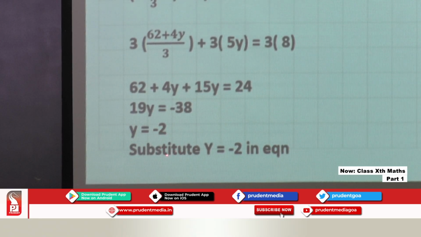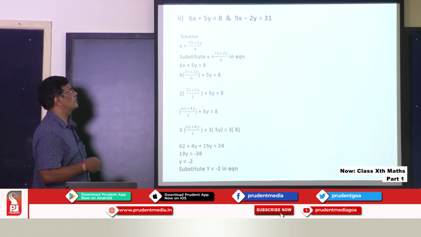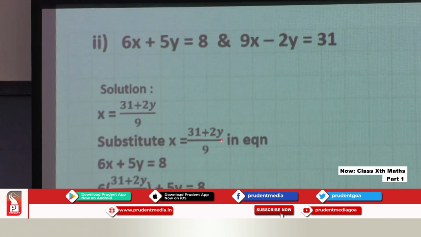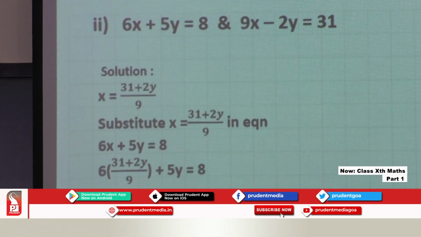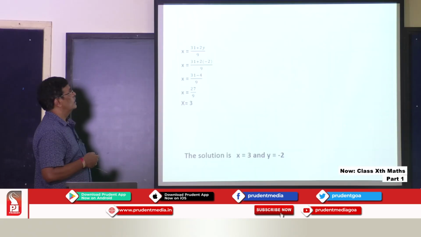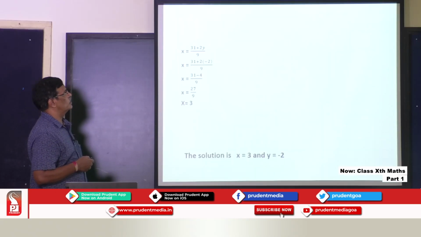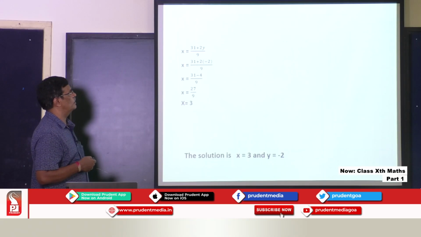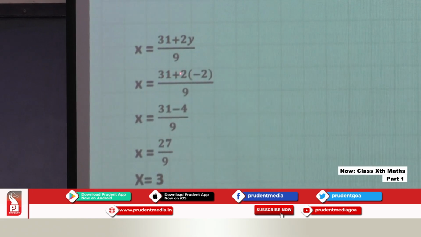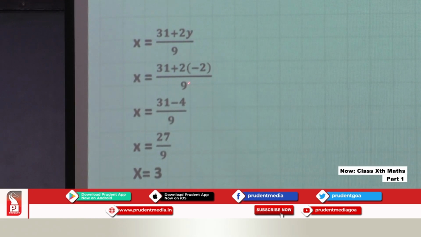Now I am resubstituting the value of y is equal to minus 2 in this equation, x is equal to 31 plus 2y upon 9. Let me show you the next slide here. So I am substituting the value of y is equal to minus 2 in x is equal to 31 plus 2y upon 9. So 31 plus 2 bracket minus 2 upon 9.